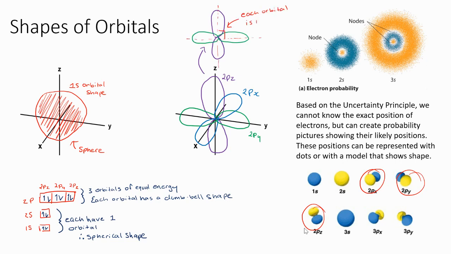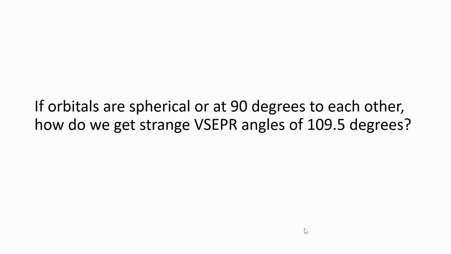Now, if we were to look at this more closely, we could see that each of these orbitals sits perpendicular to the others. So that means the angle between each orbital is 90 degrees. So the question is, if orbitals are spherical or sitting at 90 degrees to each other, how do we end up with these strange VSEPR angles of, for instance, 109.5 degrees?